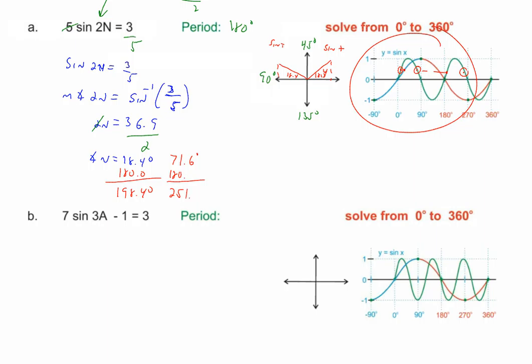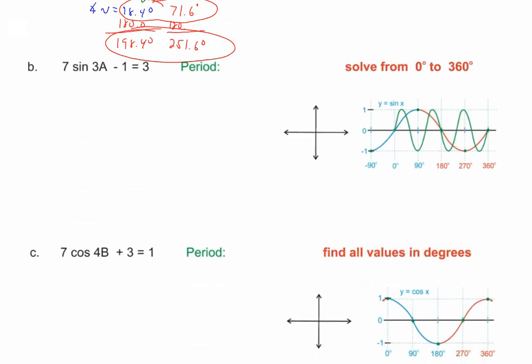Tricky? Yep. Doable? Yep. All right, so here's your values. 18.4, 71.6, 198.4, 251.6. Now, if they would have said all values, so don't lose me on this. Listen now, watch. If they'd have said all values, I'd have said 18.4 plus 180n. That would be all values. And I'd have said 71.6 plus 180n. That would have been all values.